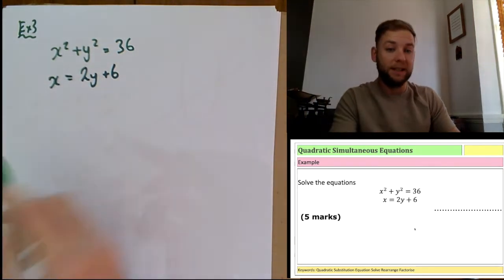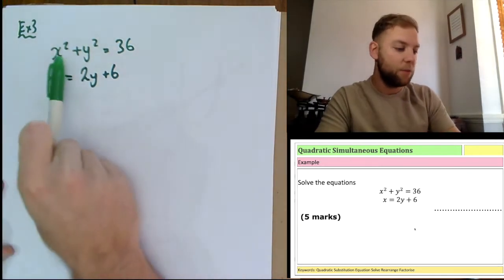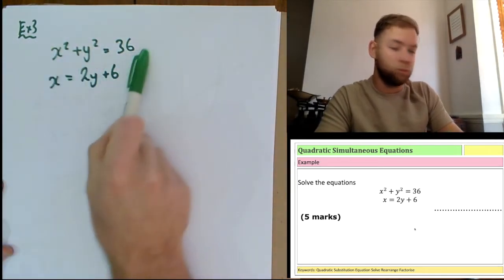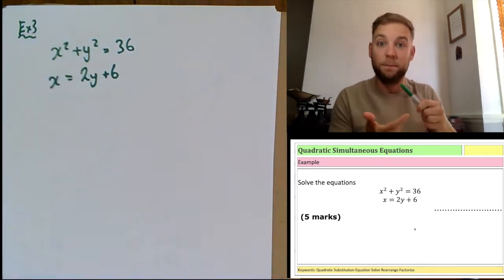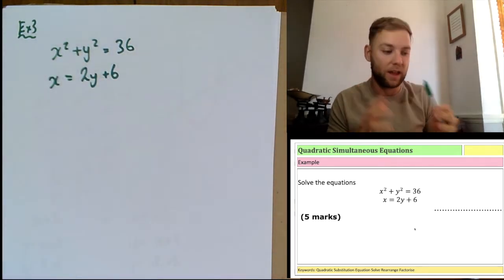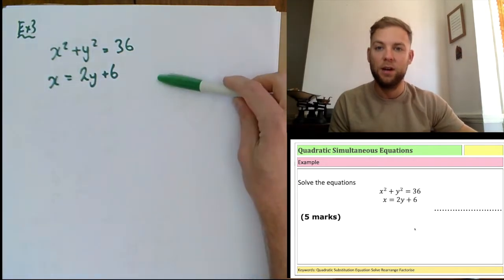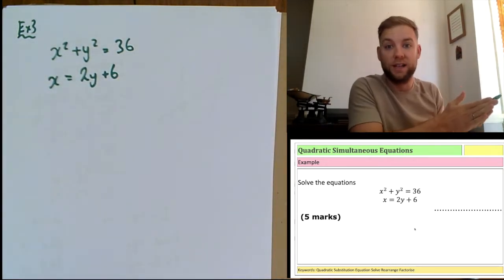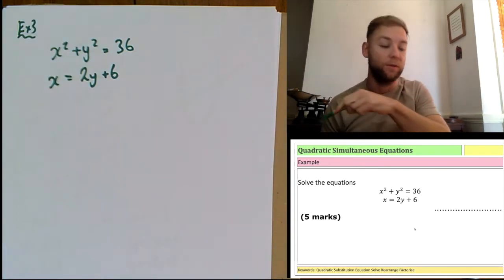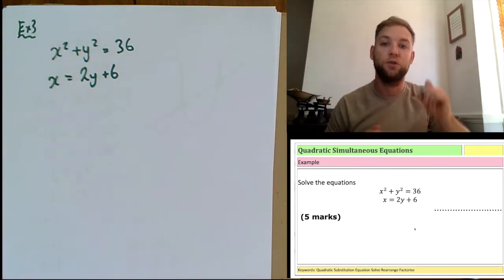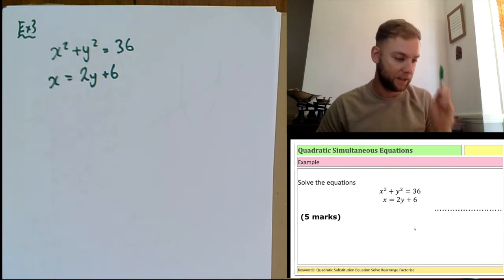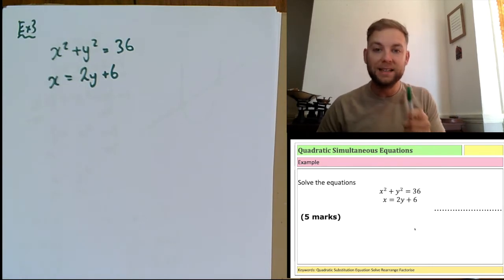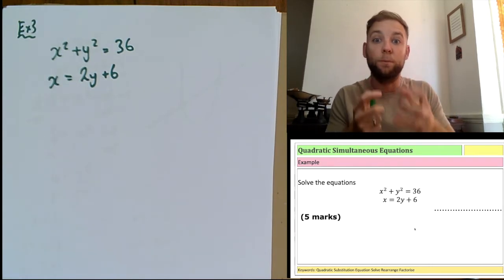The first thing we need to think about is the fact that here we've got this quadratic or curved equation, x squared plus y squared is equal to 36. We've got that there. This here is linear. Why is this linear? Well, it's got no squares, and it's just x is equal to this. It could be y is equal to something like we saw before, but in this case, it's x is equal to 2y plus 6.